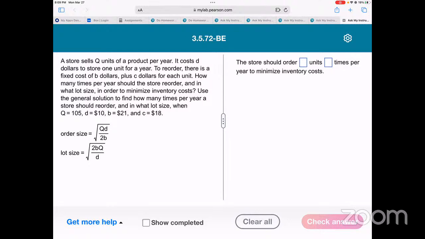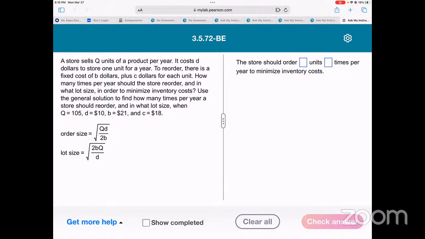Order size and lot size. When Q is this, okay, we'll put that in later. We just got to get the main structure. A store sells this many units. It costs some amount to store it. So we have the storage costs plus the ordering costs.